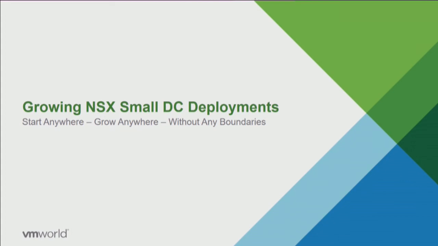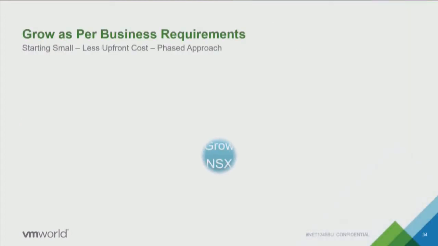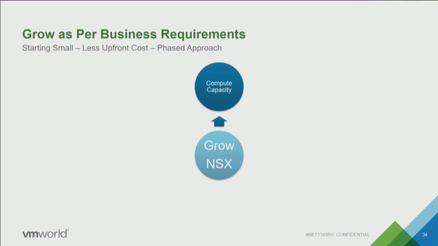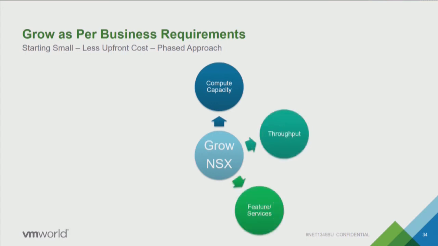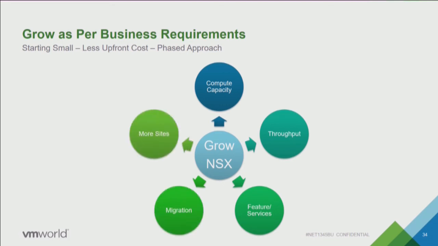So, growing at small DC deployments, nearly every customer I go to, regardless of if it's a small mom and pop shop or a Fortune 500, is going to start off kind of small with their NSX environment, and then they're going to plan on growing. And when you grow NSX, you need to make sure that you know what the compute capacity is going to be. We need to understand the throughput requirements, what features and services are going to be used in the future, as well as how we're going to migrate there and if we're expanding out to multiple sites. So we're going to jump into a few case studies.